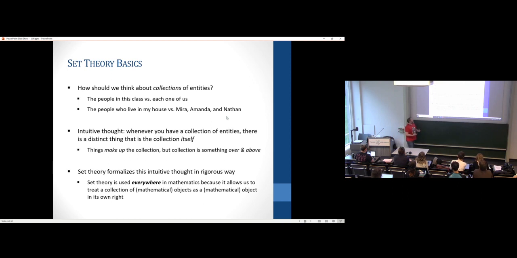Again, the thought here, that I'm trying to get at, this intuitive thought, is that whenever you have a collection of entities, there's a distinct thing that is the collection itself. The collection can be thought of as something over and above the mere objects that are in it. The things make up the collection, but the collection is not just these things. Again, that's a kind of intuitive thought. We don't necessarily have to buy it. But something like this thought underlies set theory.